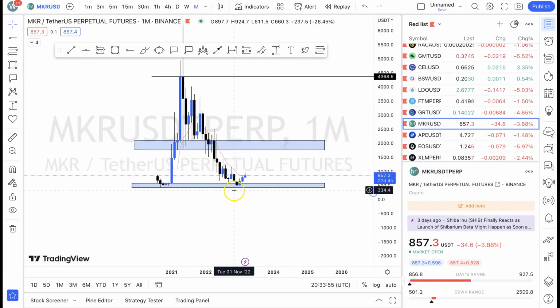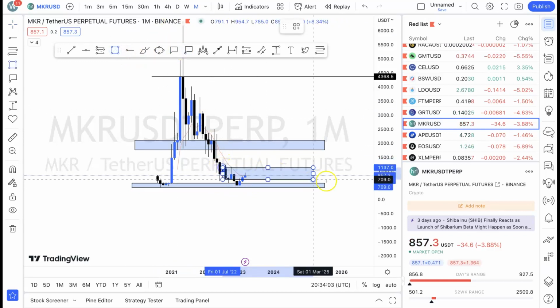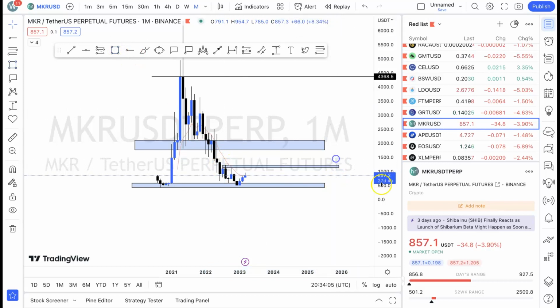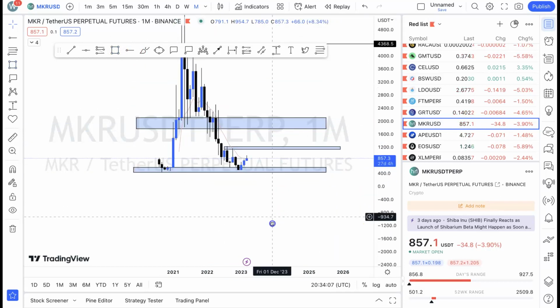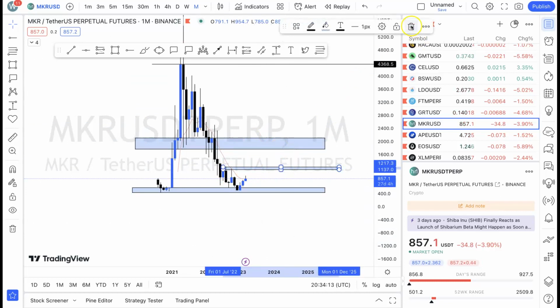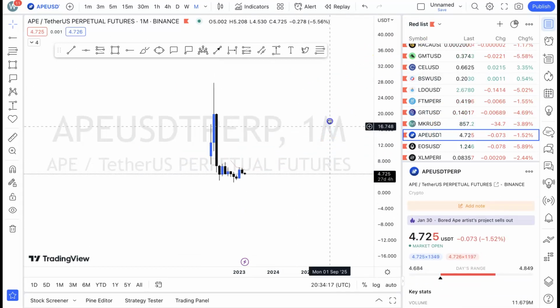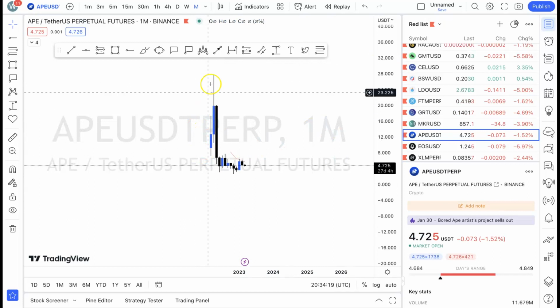But if you're asking me right now what's happening for Maker, this is an excellent buy zone, right? Price is going to sweep through all these zones in a few weeks. So you want to look out for that move for Maker. So let's see Ape. Ape also looks quite interesting.